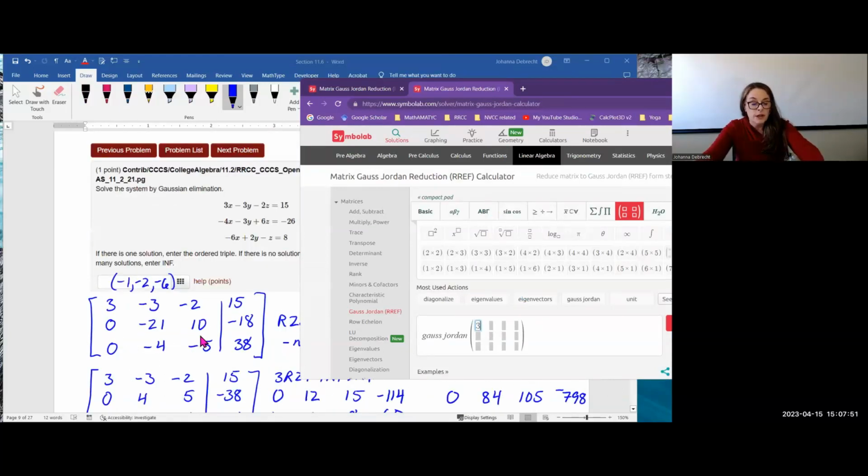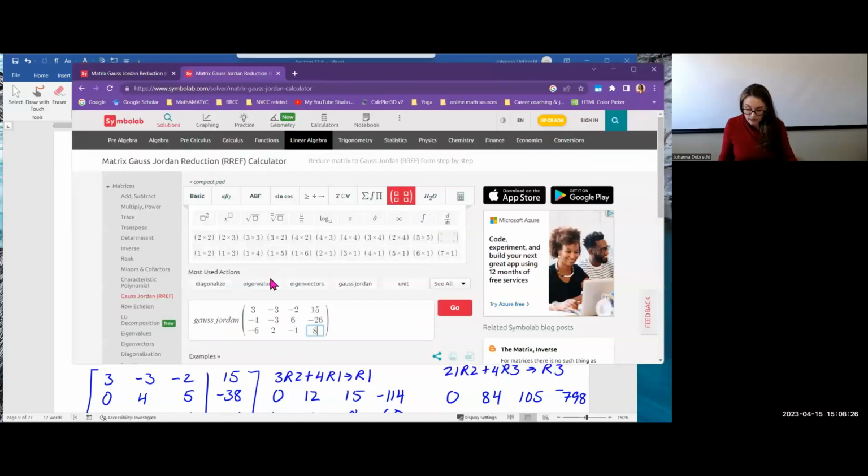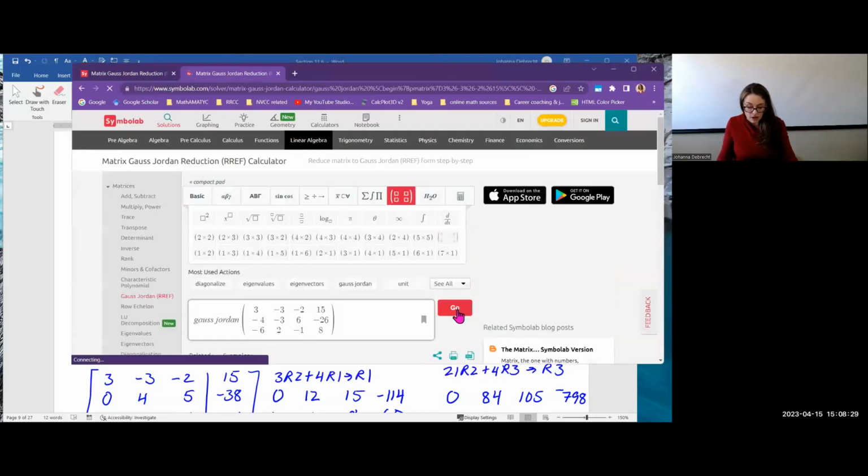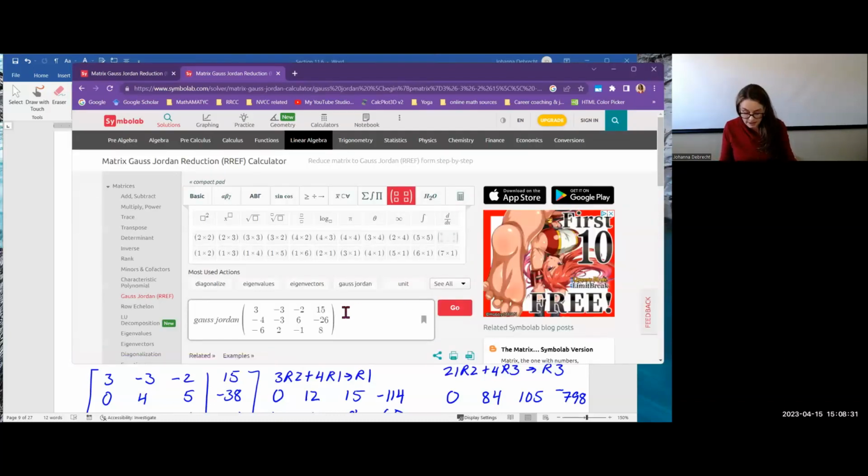So I would put in 3, tab, -3, tab, -2, tab, 15, tab, -4, tab, -3, tab, 6, tab, negative 26, tab, negative 6, tab, 2, tab, negative 1, tab, 8, right? Once I get them all in there, then I can either hit enter or I can click on go, and it's going to solve it very quickly, pretty much instantaneously.